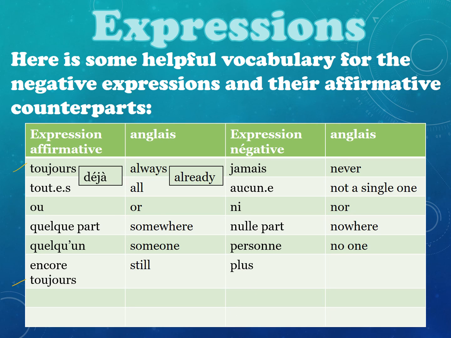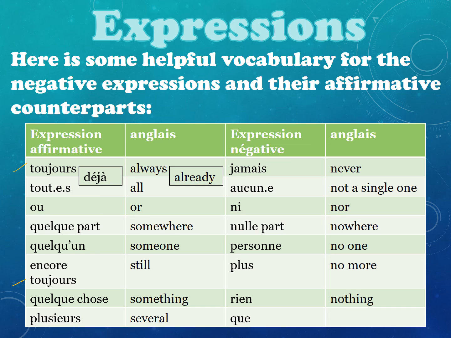The expression négative is plus, meaning no more. Quelque chose, something. Rien, nothing. Plusieurs, several. Que, only. And remember that all of these expressions négatives are going to have ne before the expression. So it would be ne, verb, expression when you're using it in a sentence. And remember that personne and rien can be the subject of a sentence as well.